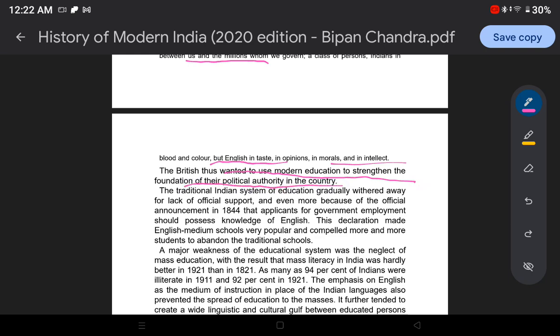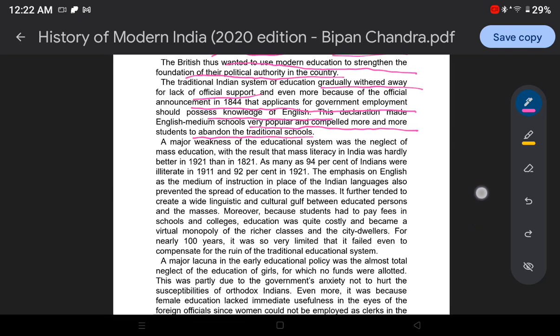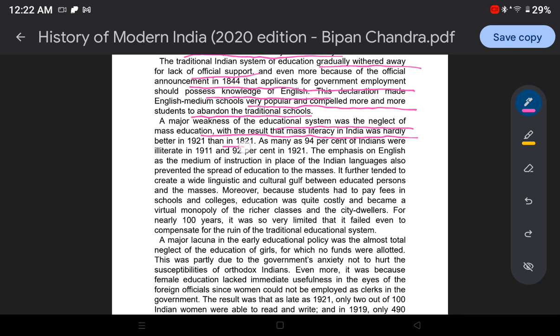The traditional Indian system of education gradually withered away for lack of official support, and even more because of the official announcement in 1844 that applicants for government employment should possess knowledge of English. This declaration made English medium schools very popular and compelled more and more students to abandon the traditional schools. A major weakness of the educational system was the neglect of mass education, with the result that mass literacy in India was hardly better in 1921 than in 1821.